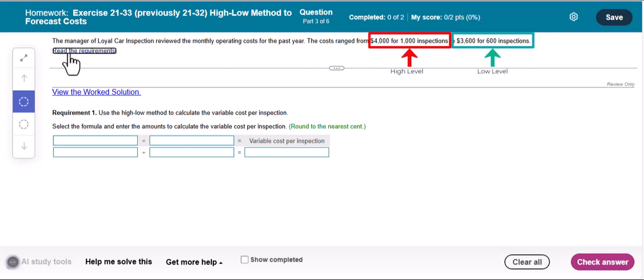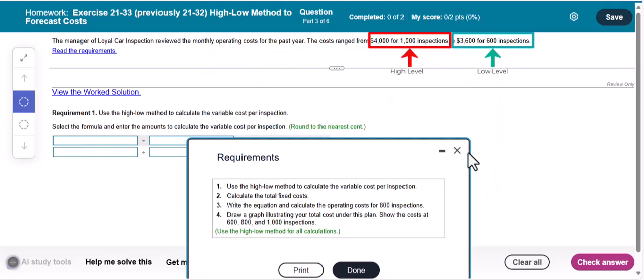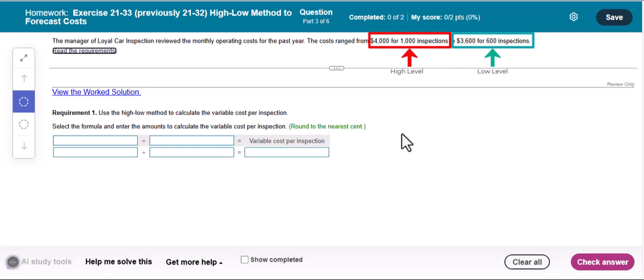We can read the requirements here, or they do pop up in each section, so we can close out of this for now. For requirement 1, we use the high-low method to calculate the variable cost per inspection. Our first job is to input the formula, and then input the numbers, rounding to the nearest cent.